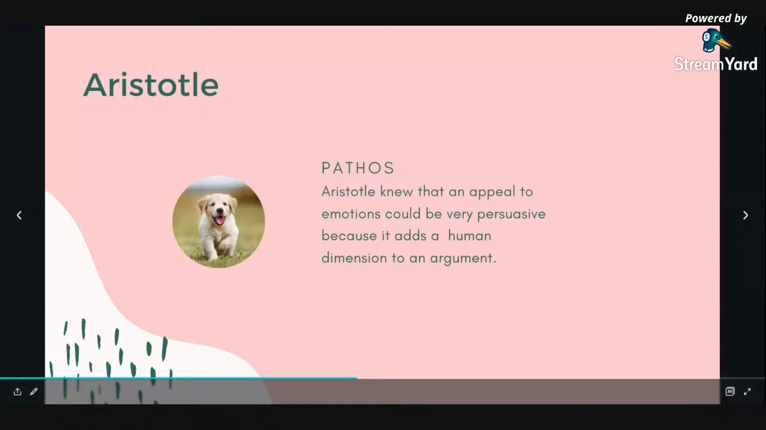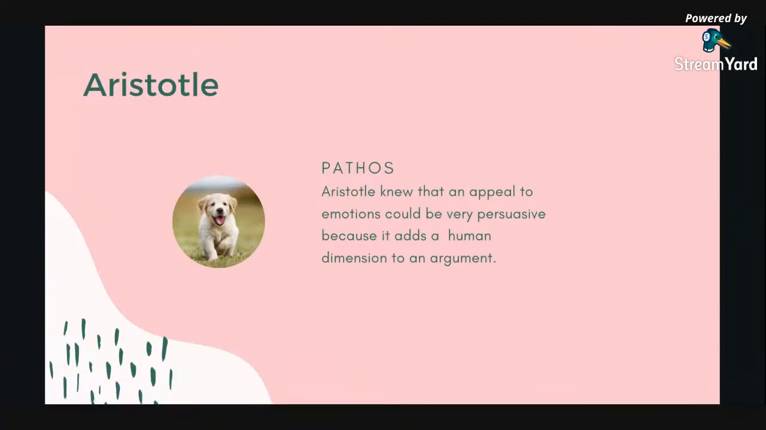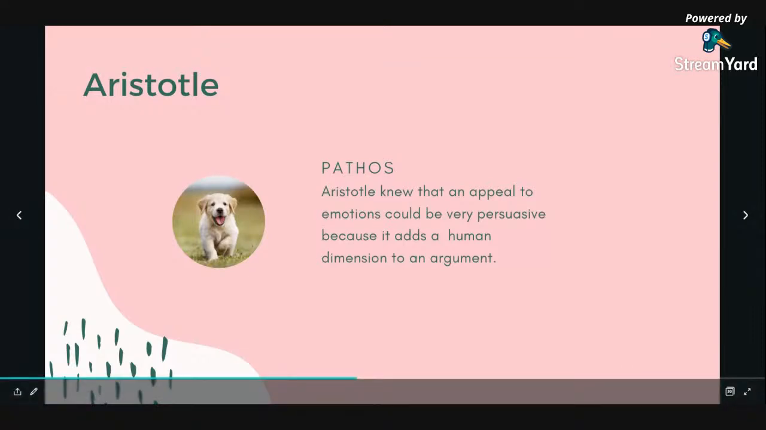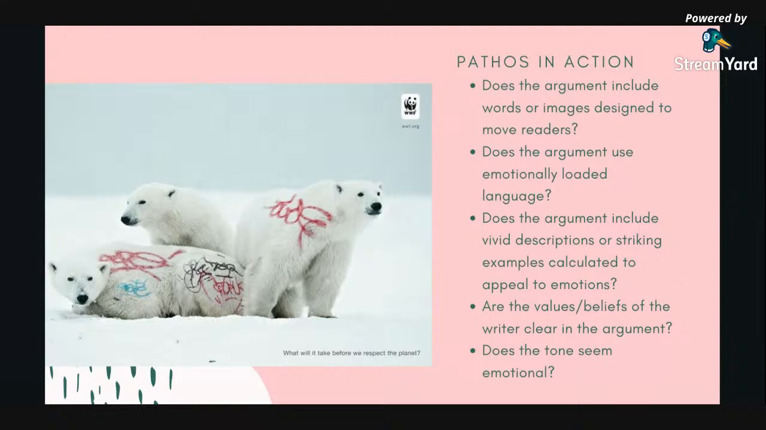Next, we have pathos. And with this, Aristotle knew that emotions were very persuasive to people. It helps add a human dimension. That's why I have the puppy there, because everyone loves puppies. So here is an example of pathos in action. Take a second and look at that image.